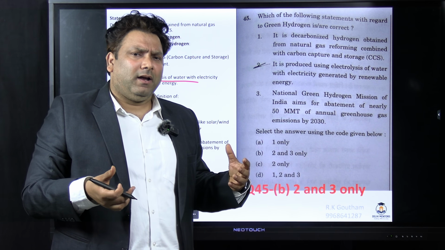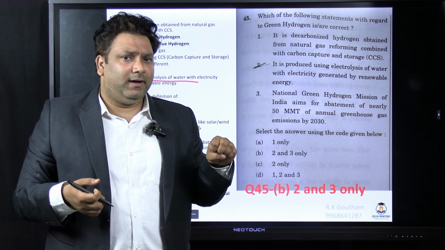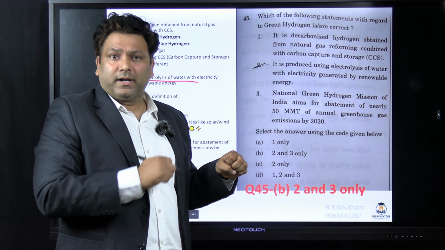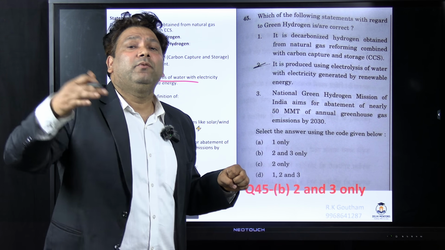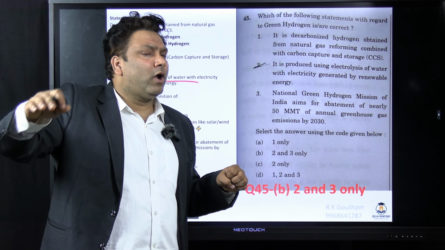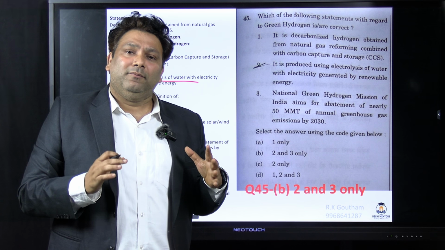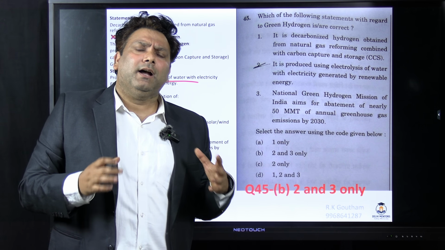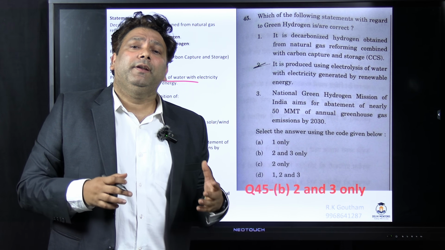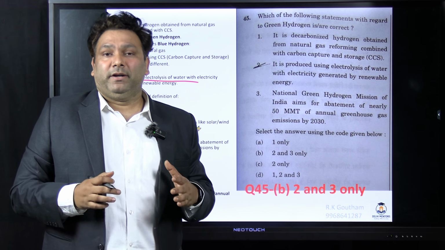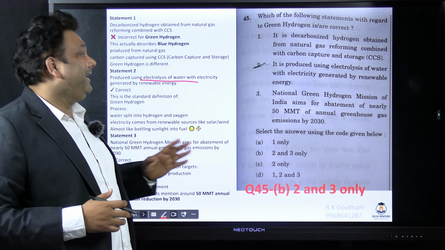So if, in order to produce hydrogen, you are causing pollution somewhere, then it will be converted into other colors, means blue, brown, gray, different colors. Green means it is completely carbon neutral, meaning it is not causing any harm to the environment. That is the green hydrogen.